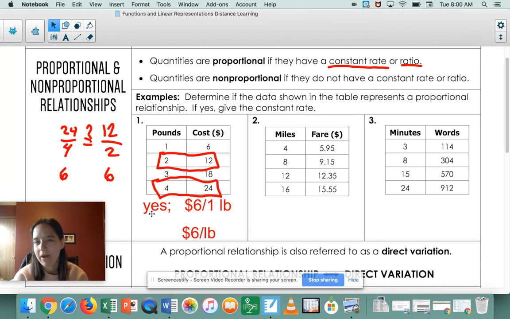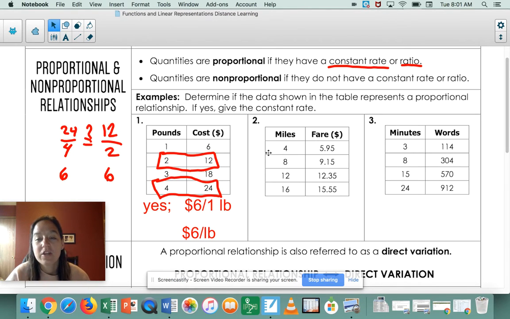You may be wondering, why did you divide, Ms. Schultz? I divided because that's how we get our constant rate. And so our constant rate is usually given to us in unit rate form, which means we do our top divided by our bottom to find how much it is per 1. So our constant rate is $6 per 1 pound, which is $6 per pound. So yes, it is a constant rate, and the rate is $6 per pound.